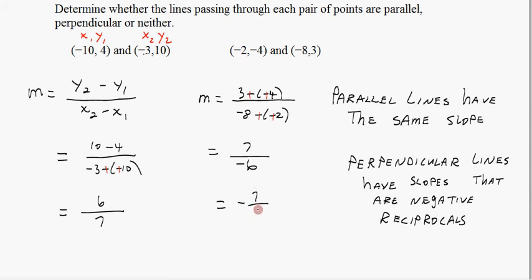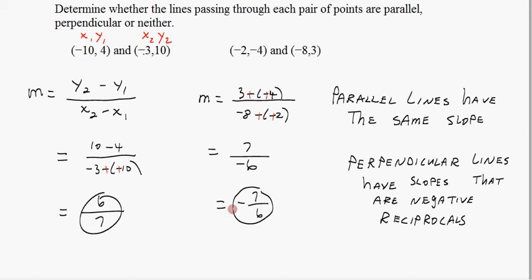Remember, if there's a negative on the top or on the bottom, if either one of those is negative, then the whole thing's negative. If they were both negative, then the whole thing would be positive. But that's a negative slope. That's a positive slope, so they have opposite signs, and they're reciprocals of each other. So we know that the lines formed by this pair of points and this pair of points, those lines are perpendicular.